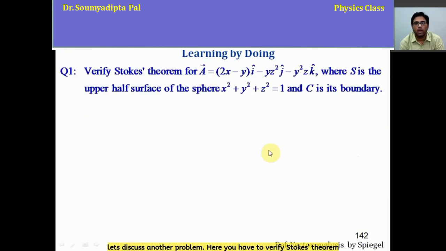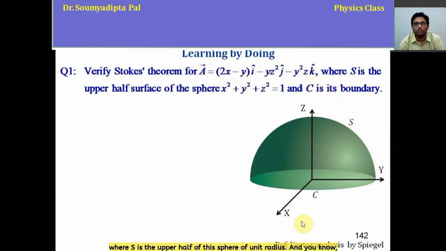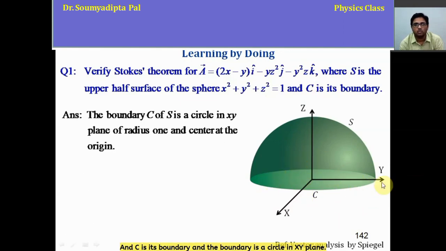Next, let's discuss another problem. Here you have to verify Stokes theorem for this vector field A equal to (2x minus y) i cap minus y z² j cap minus y² z k cap, where S is the upper half of this sphere of unit radius. And you know the equation of the sphere is like this, and C is its boundary. And the boundary is a circle in the xy plane, and the radius is unit. And the center is at the origin.